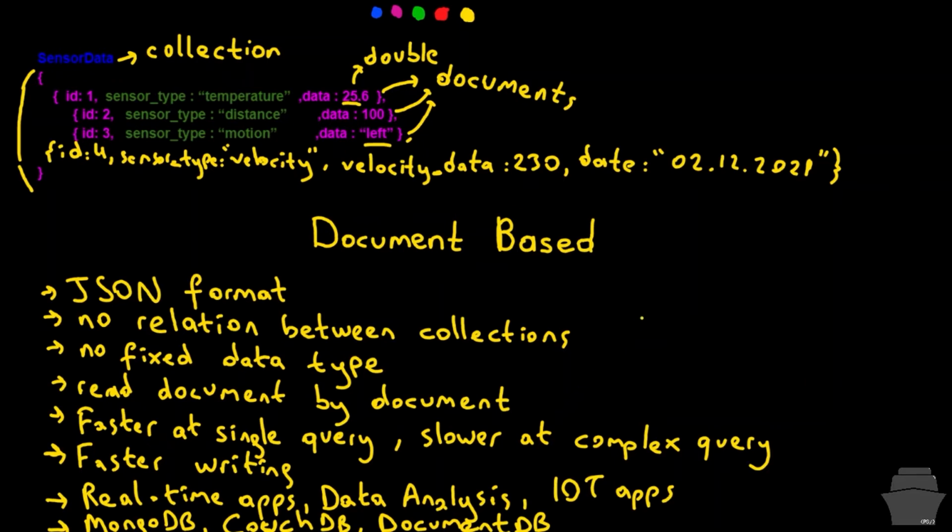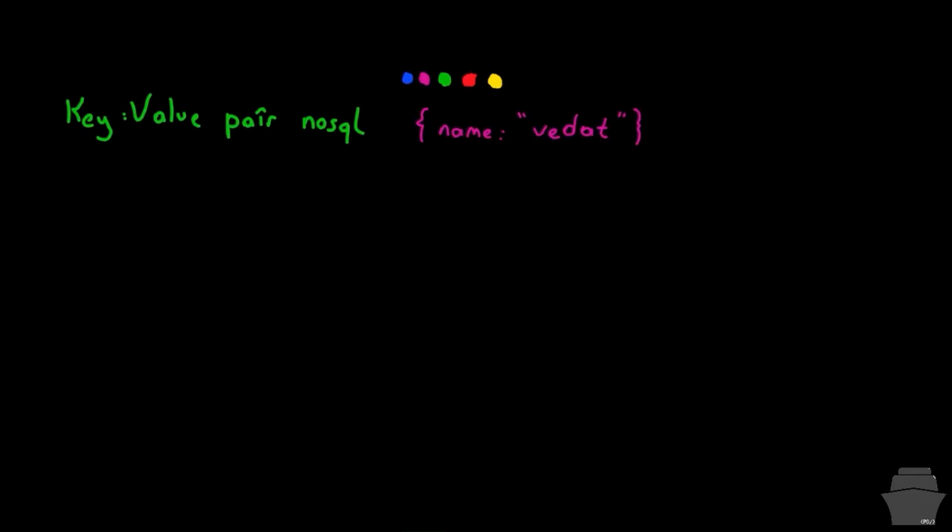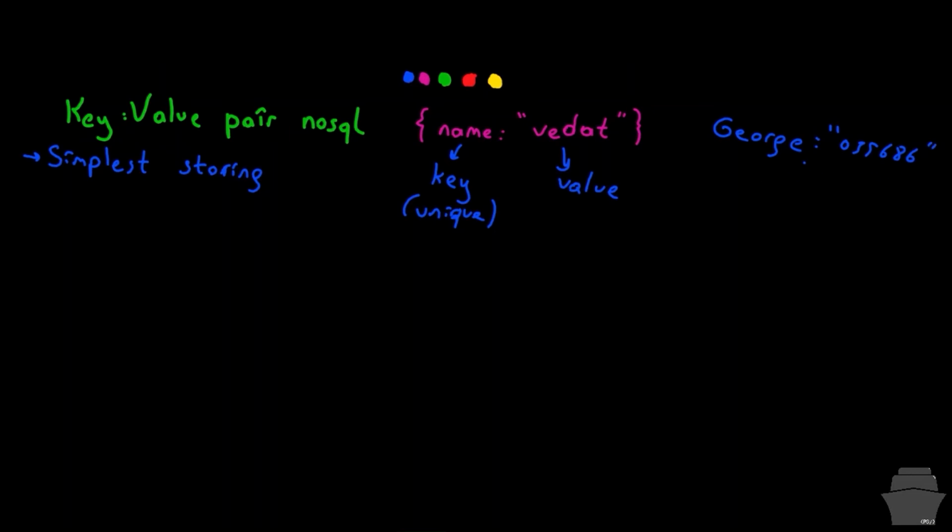So let's look at key pair-based NoSQL database. This database has the simplest storing method because you add the value with its key name. For example, here the name field is the key and Vedat is the value of that key. On reading transactions, you just give the key name and you get its value. So the key must be unique. To make it clear, let's think about our phone contact list. We are adding a contact with name and phone number, right? In this case, the name of the person is our key and the phone number is the value. When we want to call George, we just get his phone number by his name and call it, right?